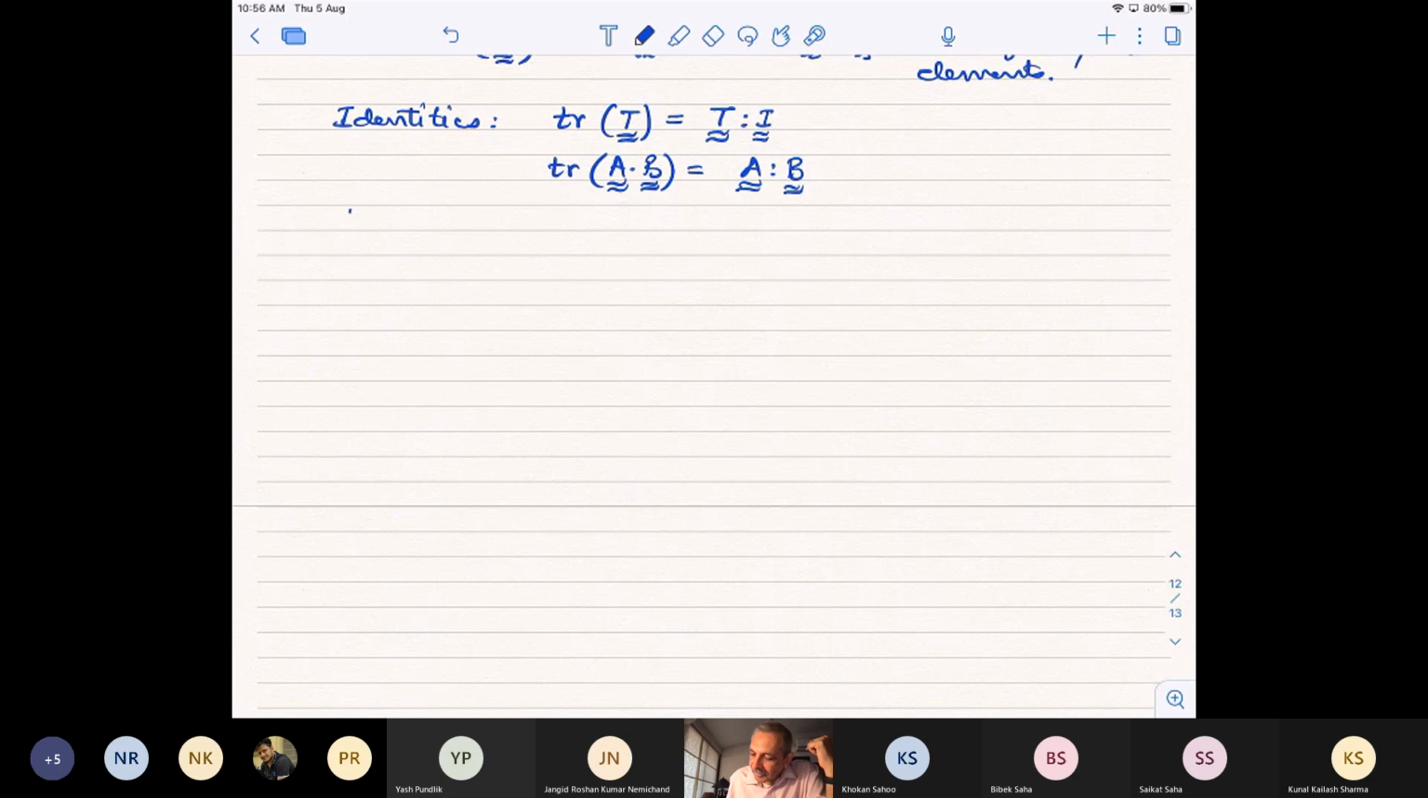And then the final thing that I wanted to define is the determinant of a tensor. We are always dealing with 3x3 systems. So the determinant of any tensor T is just given by, do you know the formula for this?